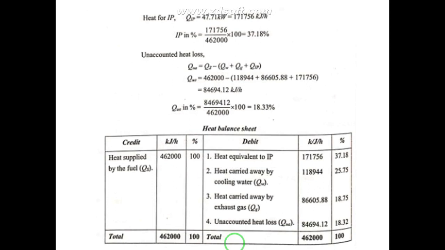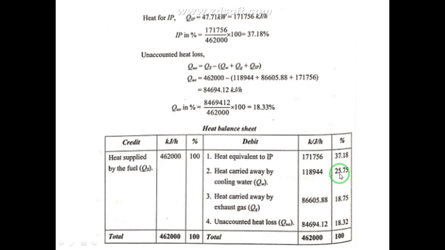Next one, indicated power. We have already found the indicated power. From the indicated power, 37.18 percent of the heat is used. This is the useful heat that is converted to work done.